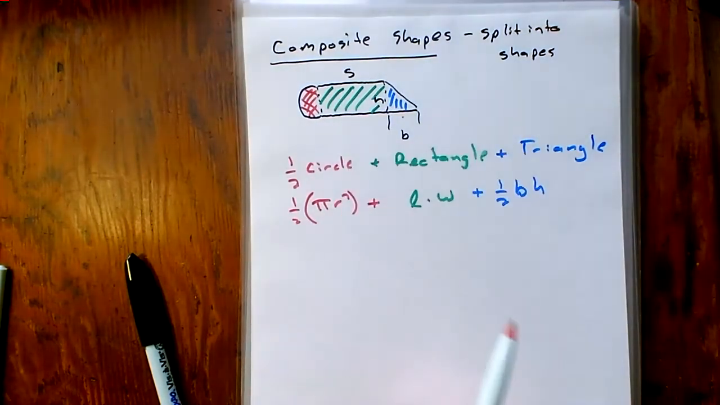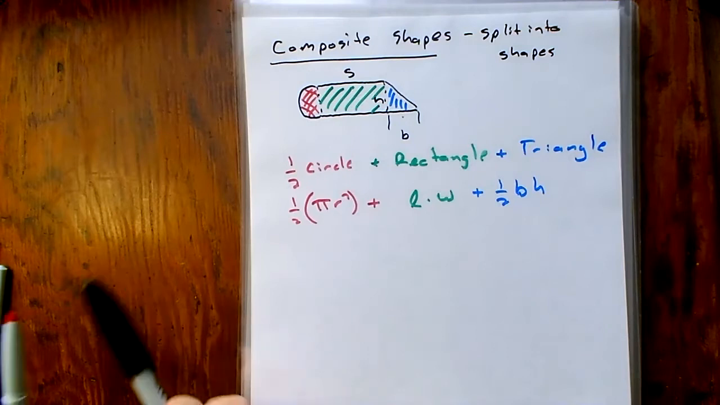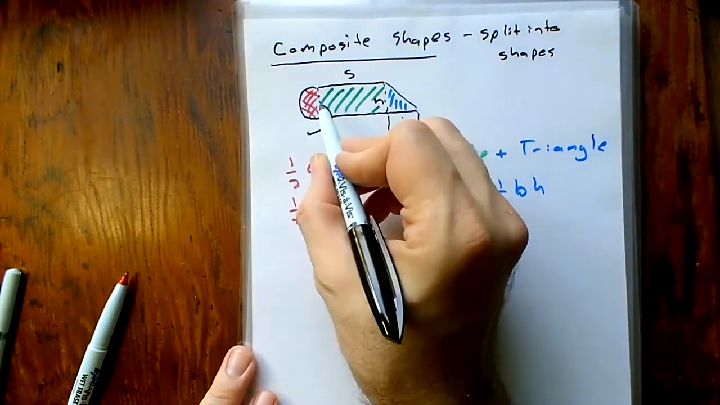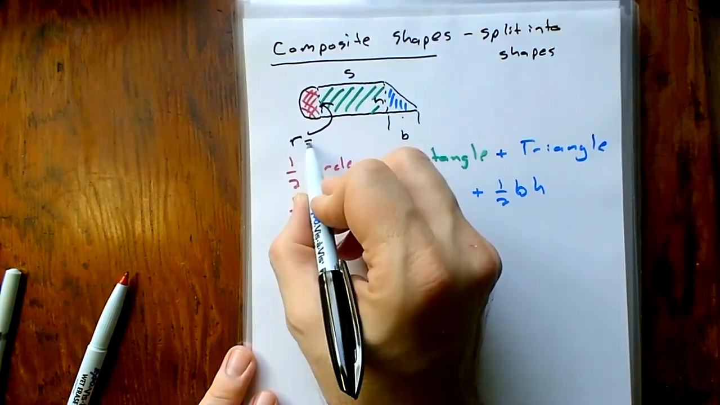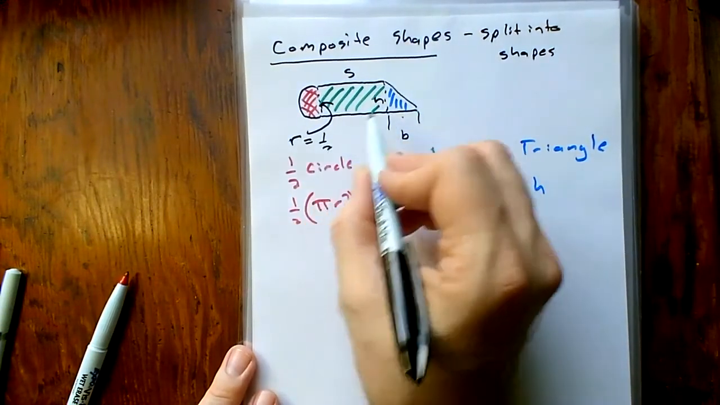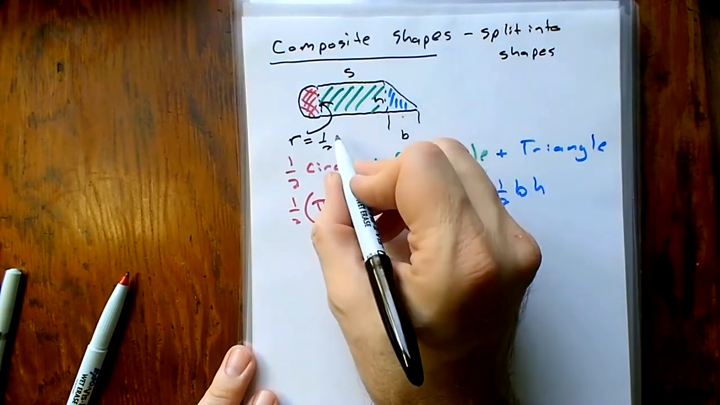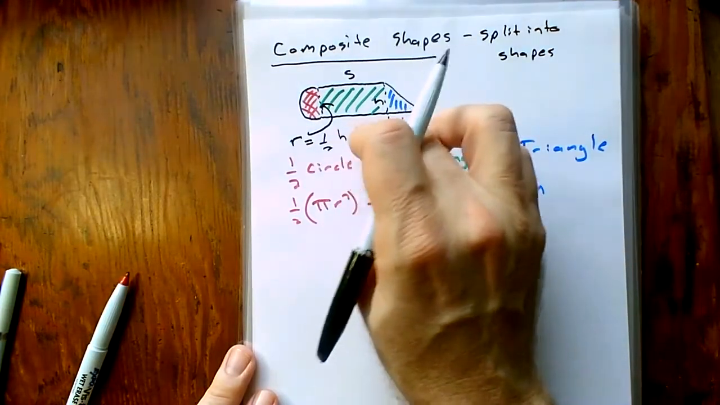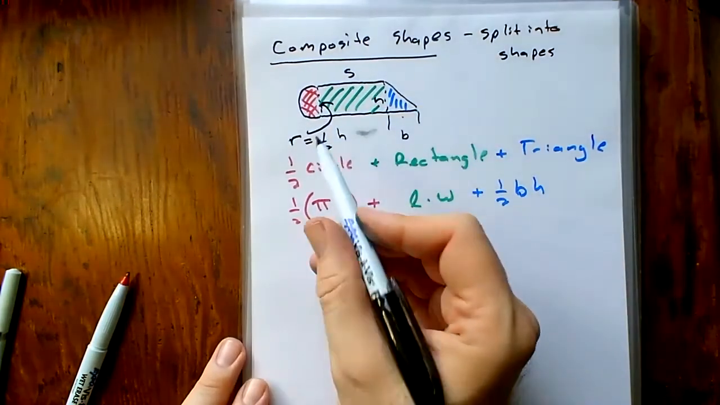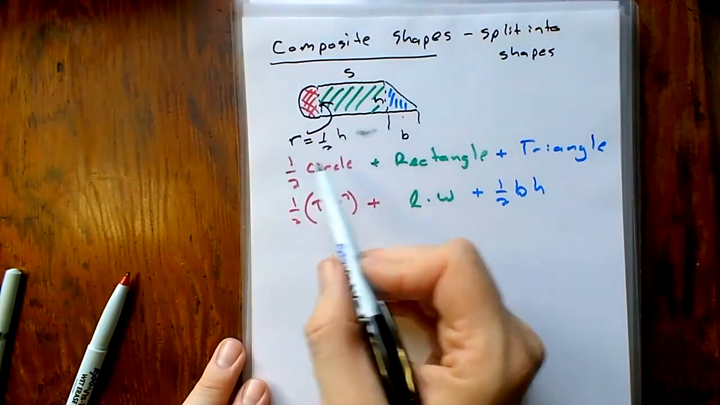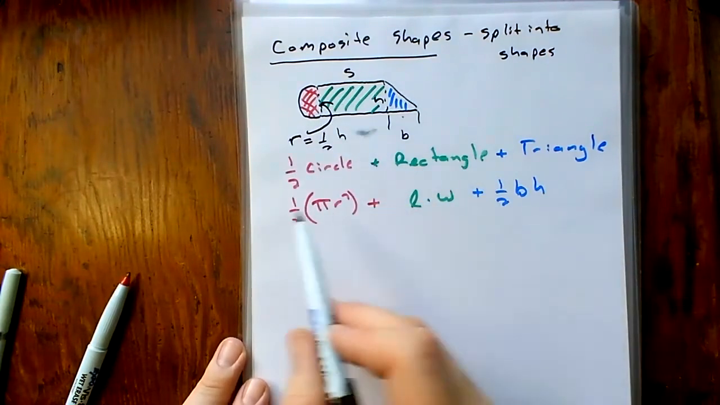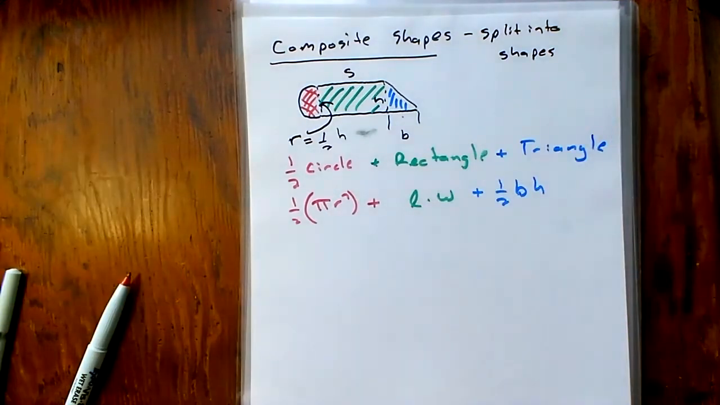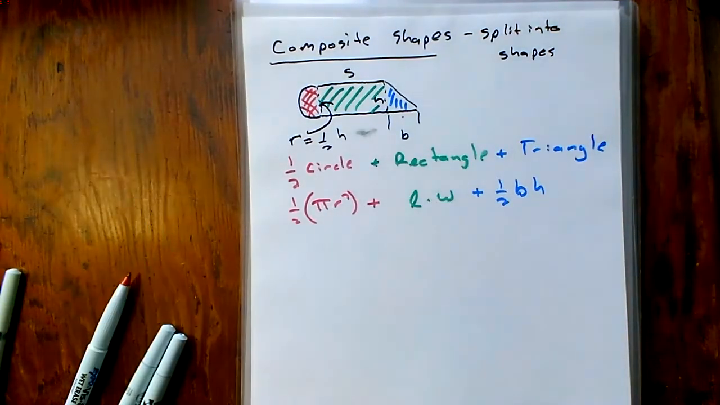One thing that you're probably going to need to do is figure out what that radius is, in which case your radius is going to be equal to literally half of the height, which is the diameter. So when you're doing that, you'd need to do some figuring. But you just break this up into 3 different pieces, and then from there, calculations are relatively simple.